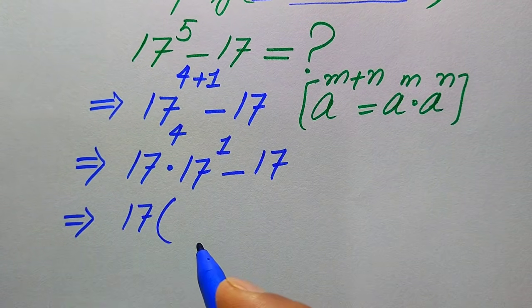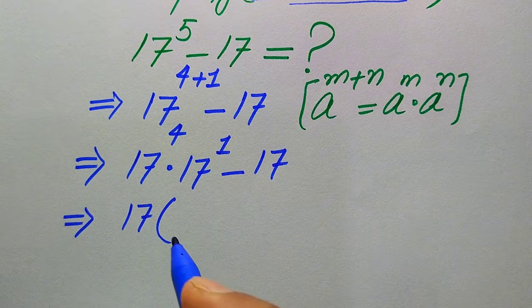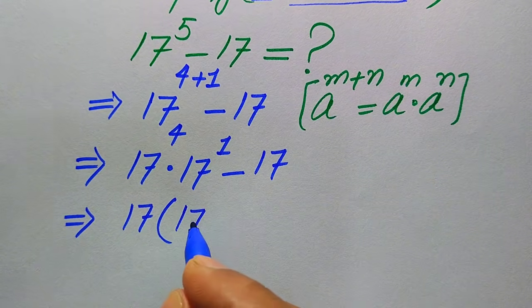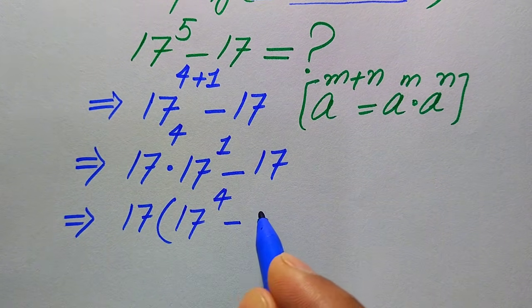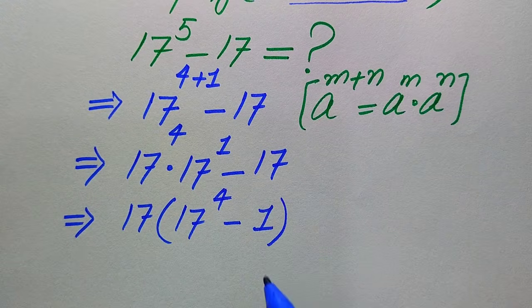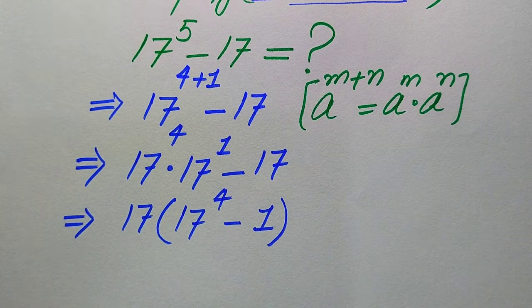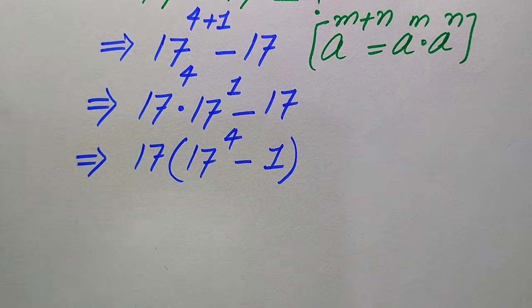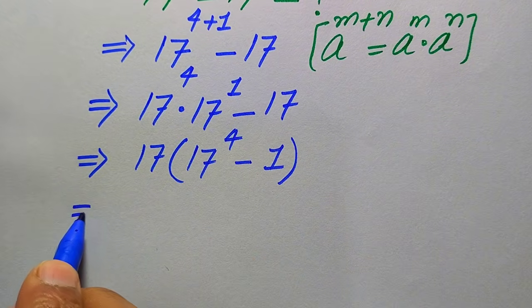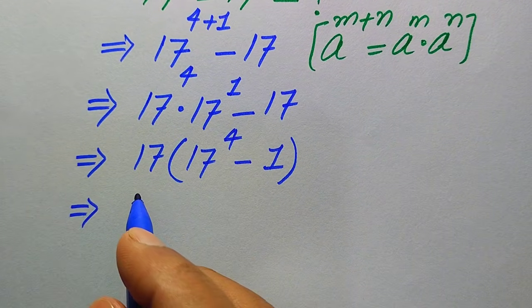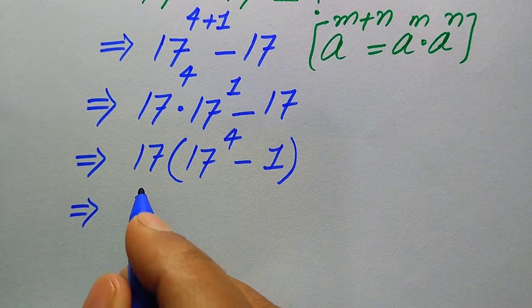And now further in the next step, you see here both of these two terms involve 17, so we will take common 17 from here and we get the remaining values: from here we get 17 to the power of 4 and from here we get minus 1. And now in the next step we need to rewrite this equation in this form.